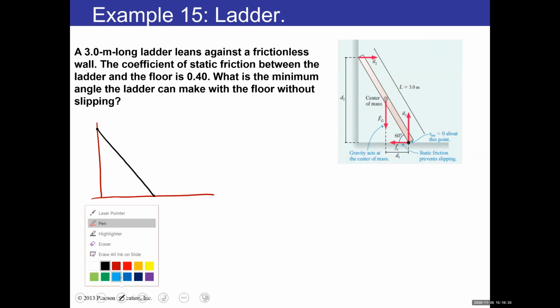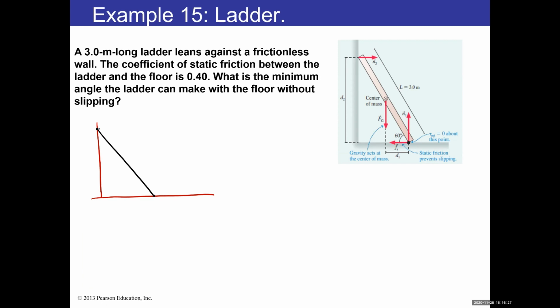Okay, here's one, let's call this N2, and here's another one, let's call this N1. And there's also 1 friction, because it's a frictionless wall. If the wall were not frictionless, then there would have been another force, a friction force from the wall.